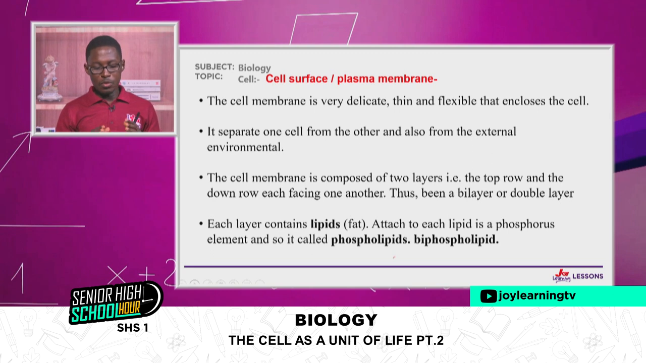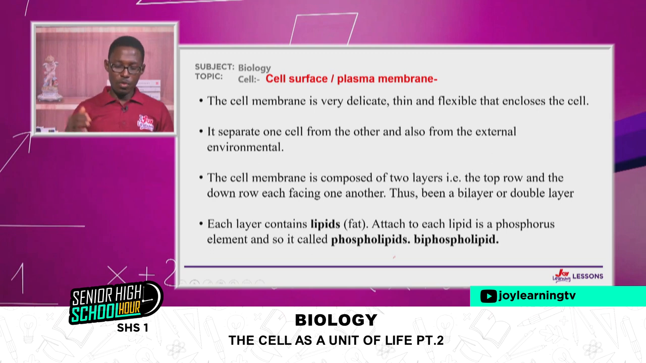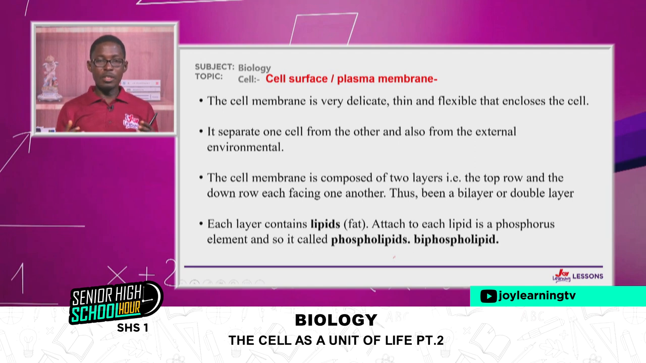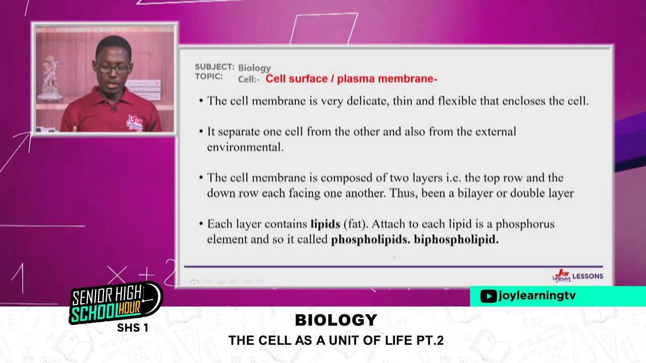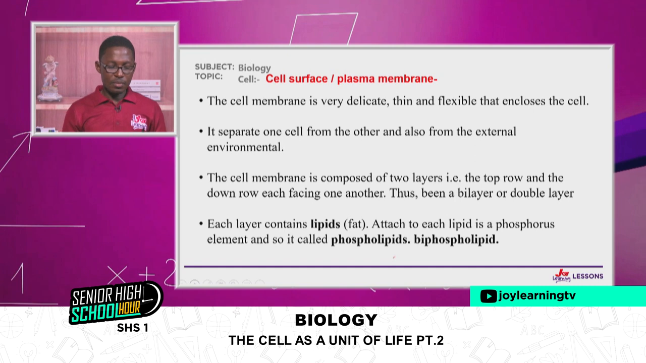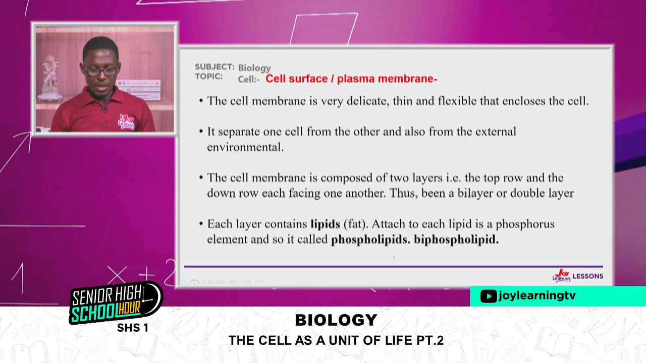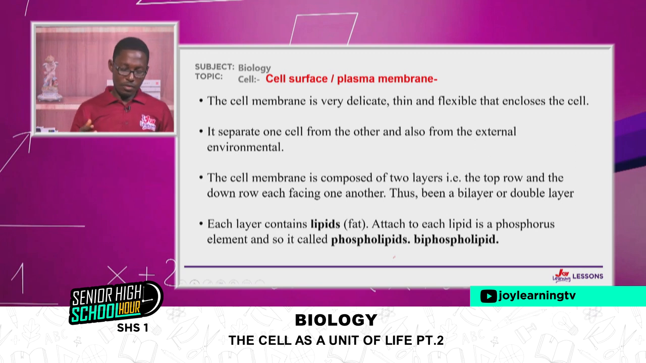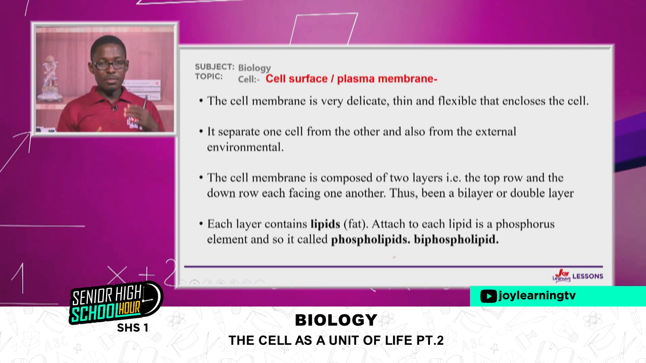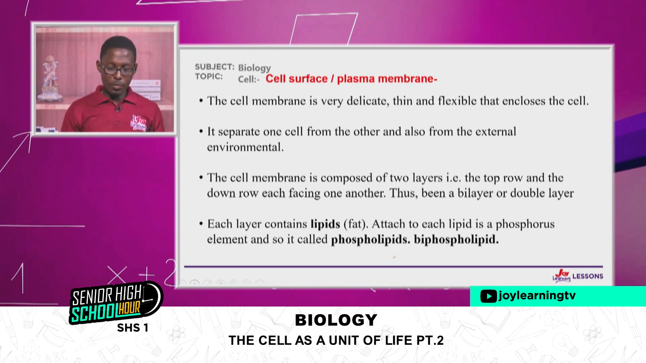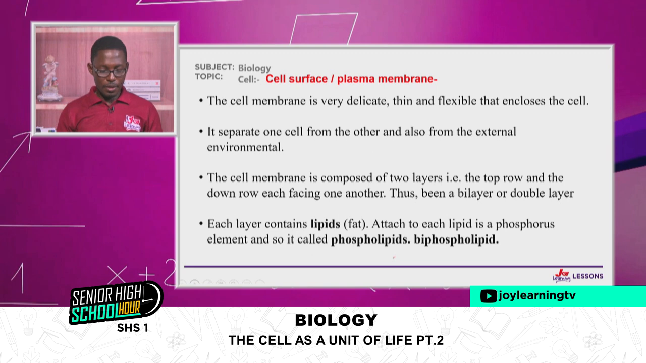The cell membrane is composed of two layers. That's the top row and the down row facing each other, that we saw in the drawing. We describe this as a bilayer or a double layer. Each layer contains lipids. Attached to each lipid is the phosphorus element that I showed you in the drawing. And so it is called a phospholipid or a phospholipid bilayer.